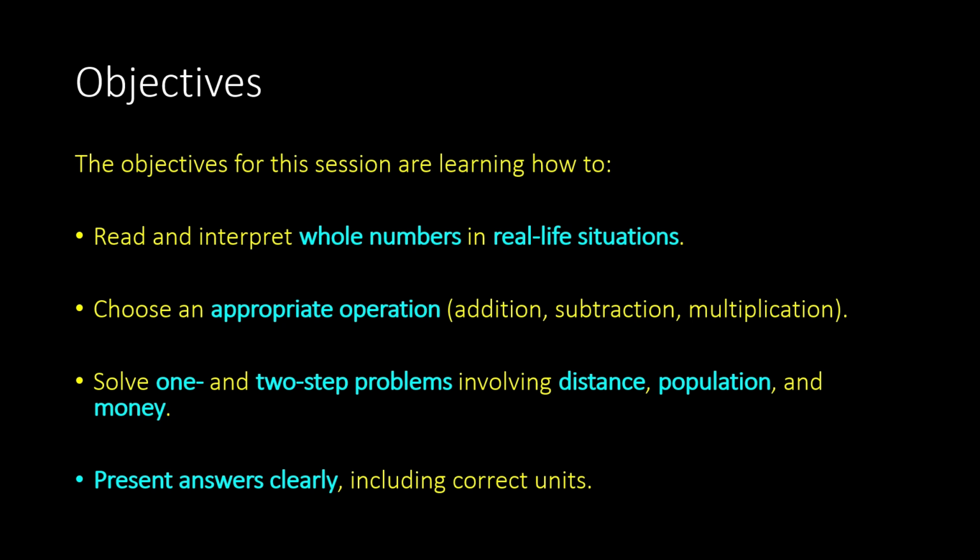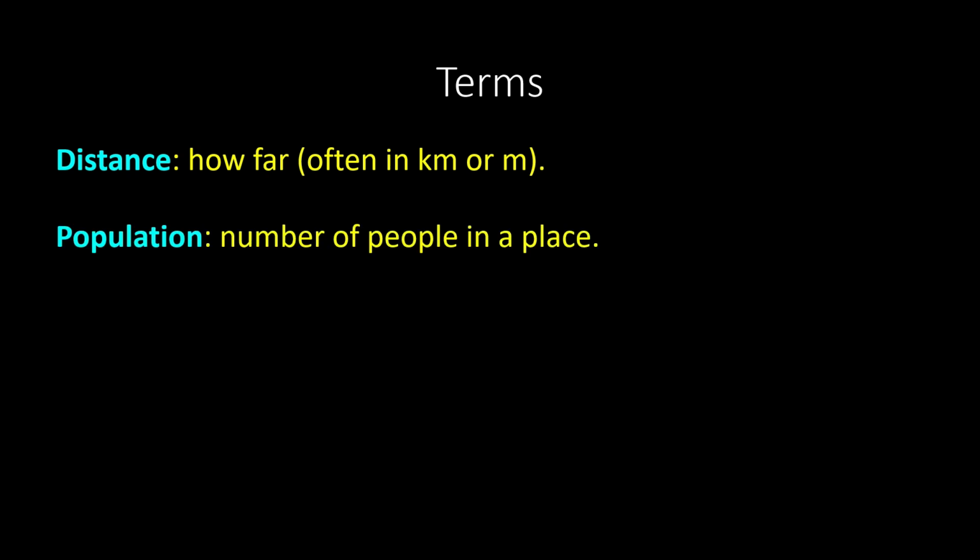When you solve each problem, focus on two key points: selecting the correct operation and stating your final answer with the correct unit, such as kilometers, people, or pounds, etc. Before we begin, let's review some terms. Distance refers to how far. Population refers to the number of people. Money requires careful attention to pounds and pence or shillings.